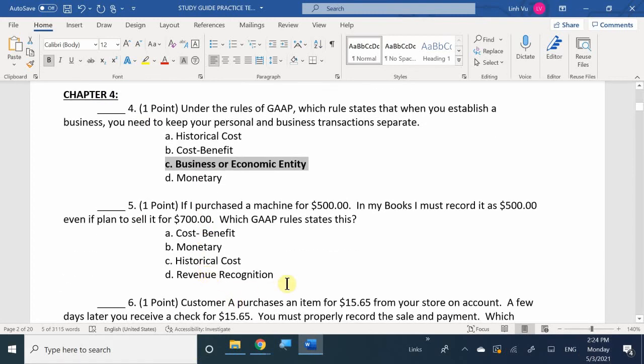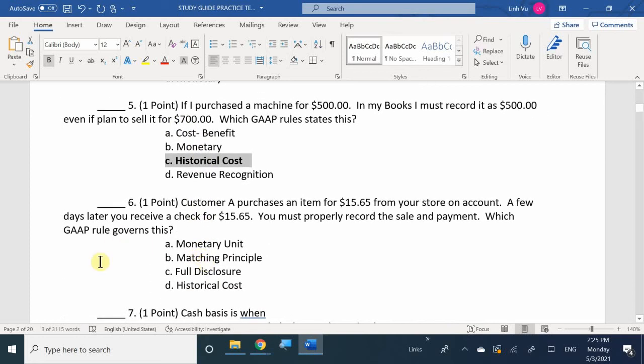The next one, okay? If I purchase a machine for $500, okay? And in my books, I must record it as $500, okay? And even if I plan to sell it for $700, which GAAP rule states this? C. C, historical cost. Yes. So once again, the day that I sell it, I must record it at historical value until I get rid of the asset. Okay? And whether you sell it for 500, 600, 700, whatever it is, you still got to record in your books that it's $500.